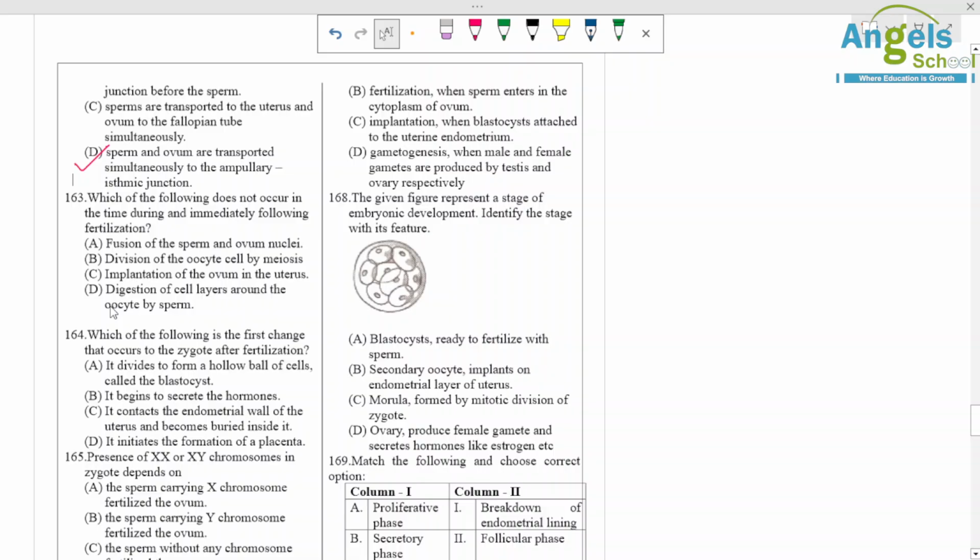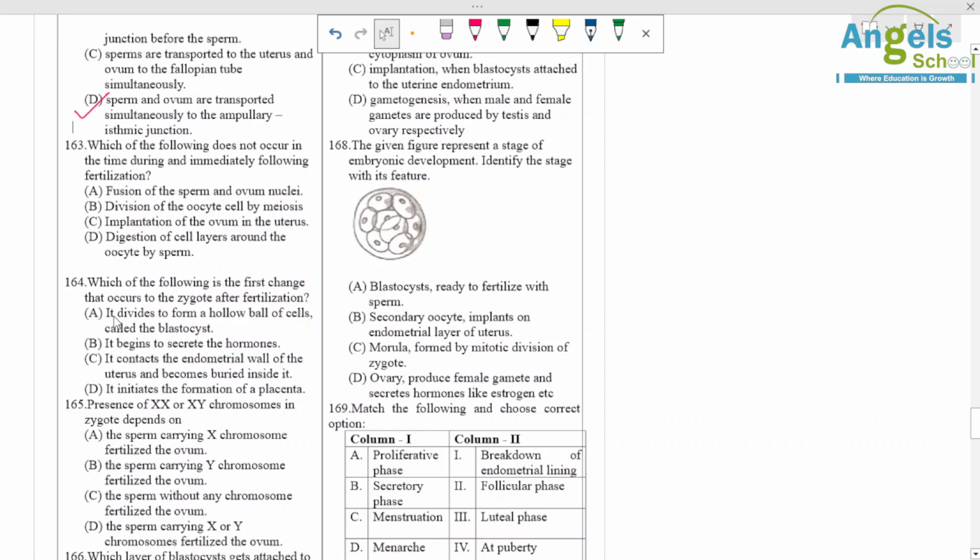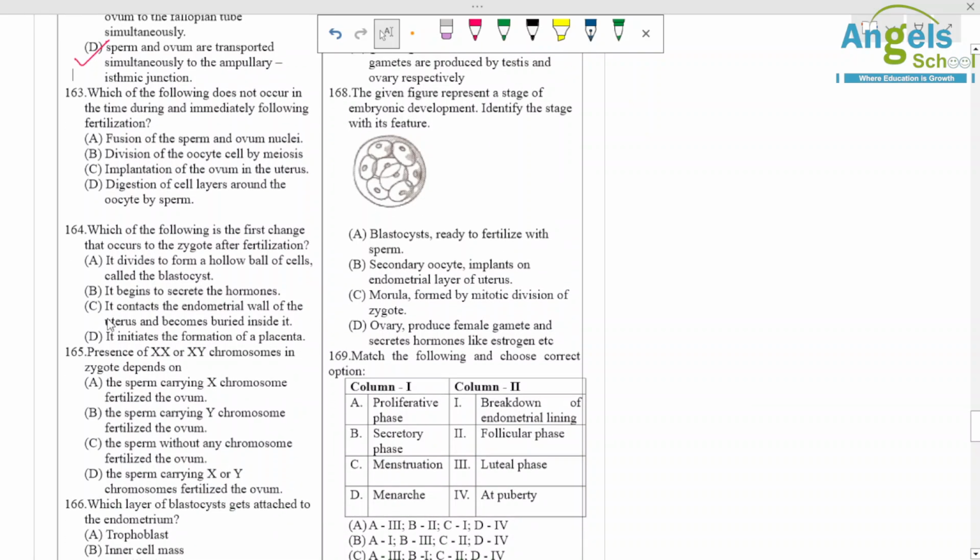Question number 163. Which of the following does not occur during and immediately following fertilization? A. Fusion of sperm and ovum nuclei, division of the oocyte cell by meiosis, implantation of the ovum in the uterus, digestion of the cell layer around the oocyte by sperm. Okay, so during fertilization, implantation does not occur. So the answer C is correct option.